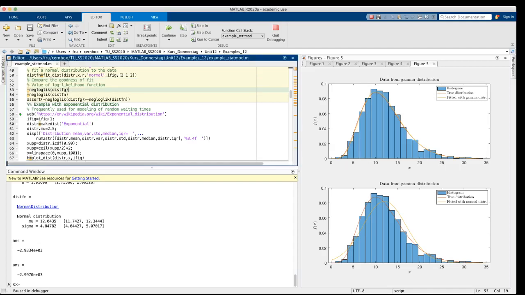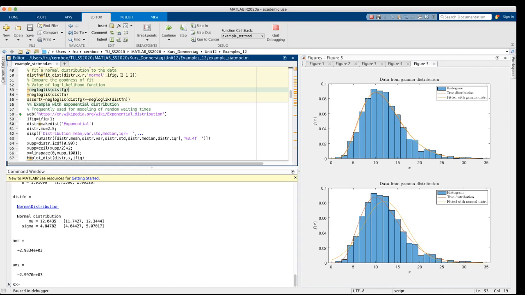Our next example deals with the exponential distribution. This is frequently used for modeling of random waiting times. This is a very common distribution in physics. For instance, if you observe a radioactive source and you measure the times between decays, you will observe a random waiting time which is exponentially distributed. It's also a special case of the gamma distribution.